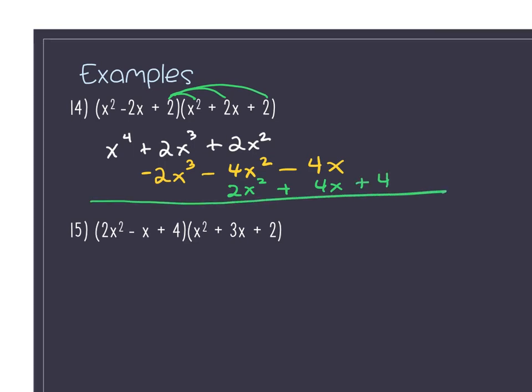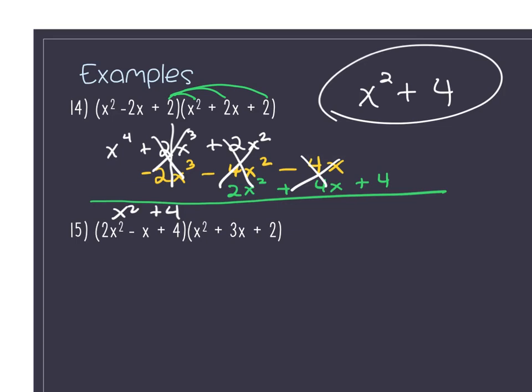Now, all I have to do is add up and down. So nothing to add with the x to the fourth, bring it straight down. Notice this one, these are gone. 2x cubed minus 2x cubed, you don't write anything in the answer. Over here, same thing. 2x squared minus 4x squared plus 2x squared, this one's also gone. And then same thing here, negative 4x plus 4x, it's gone. So the only thing left in my answer is plus 4. So the final answer here is x squared plus 4.